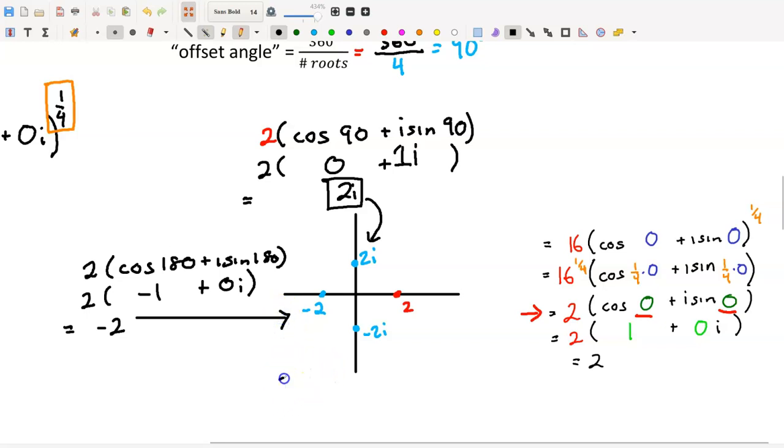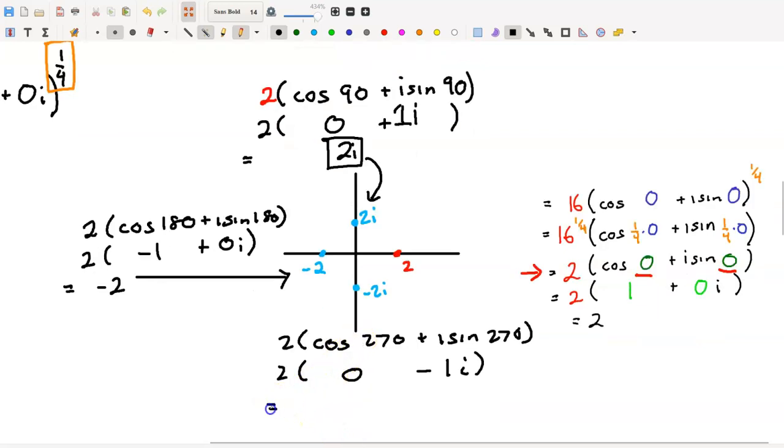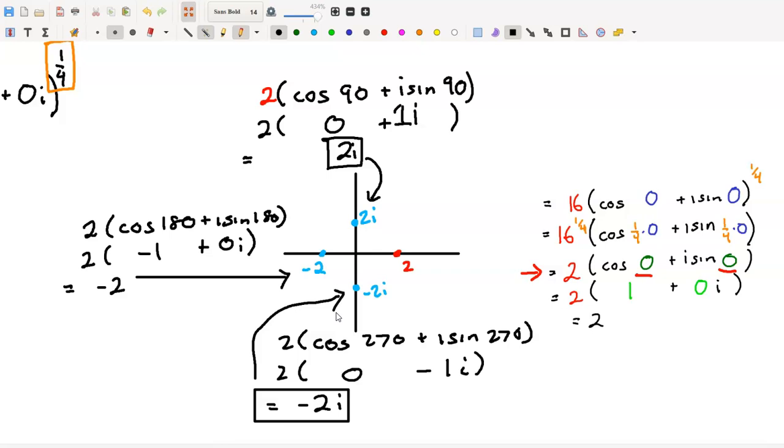And then one more to go. 2 times cosine 270 plus I sine 270. And that will give me 0 again, and this time it will be -1i. So I get my answer of negative 2i. Of course, that's right there. So your work and your graph rotation should match up with each other in some fashion.